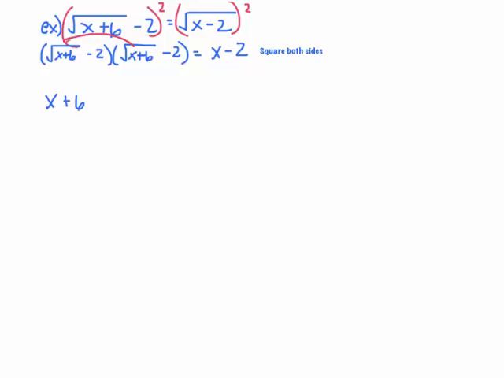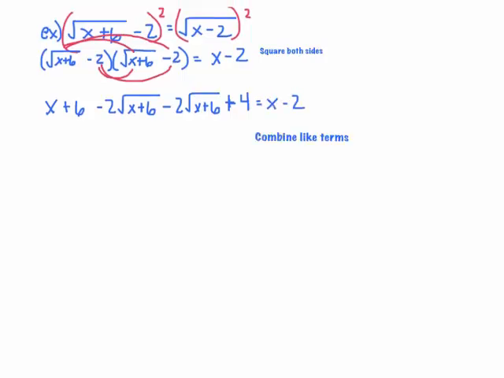Now, the square root of x plus 6 times negative 2 is negative 2 times the square root of x plus 6. So, now we go to the negative 2. Negative 2 times the square root of x plus 6 is the same thing that we just wrote down, negative 2 square roots of x plus 6. And then finally, negative 2 times negative 2 is positive 4. And all of this equals x minus 2. We're going to take everything on the left side and combine like terms.